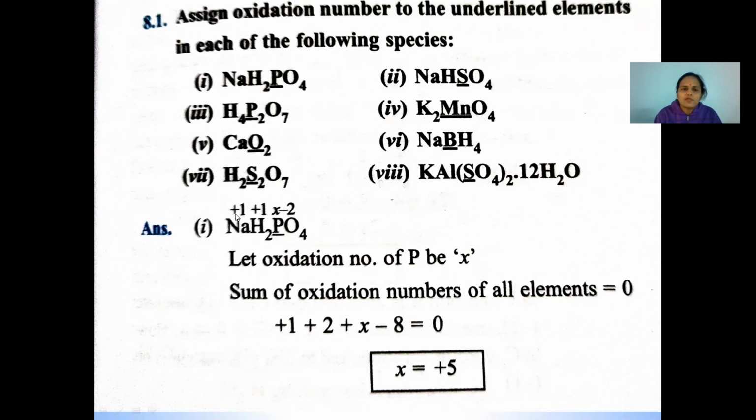So here, since 1 atom of sodium is there, +1, plus 2 atoms of hydrogen are there, so +2, plus X, minus 4 atoms of oxygen are there. Since 1 oxygen atom is having an oxidation number of -2, it is -8. So +1 +2 plus X -8 equals to 0. So X equals to +5. So here phosphorus is having oxidation number of +5 respectively.